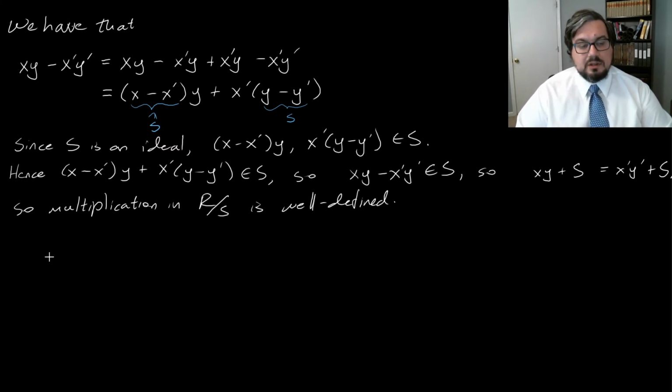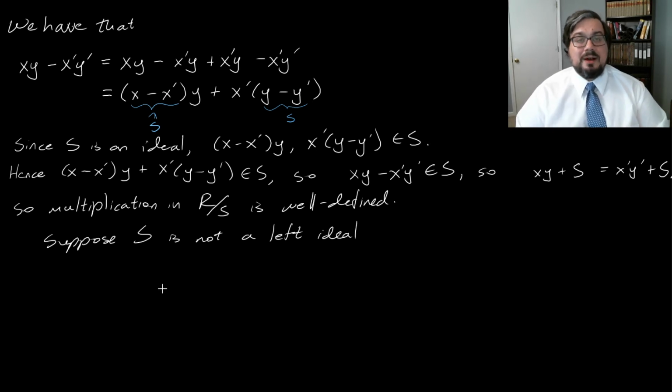So let's go the other direction. So let's suppose that S is not an ideal. Now, if S is not an ideal, then that means that it must be either not a left ideal or not a right ideal. The arguments for these two cases are pretty much completely symmetric, so we're just going to do one of them. So suppose S is not a left ideal. And we're going to show that multiplication in R mod S is not well defined, which will finish up the if and only if statement in the theorem.